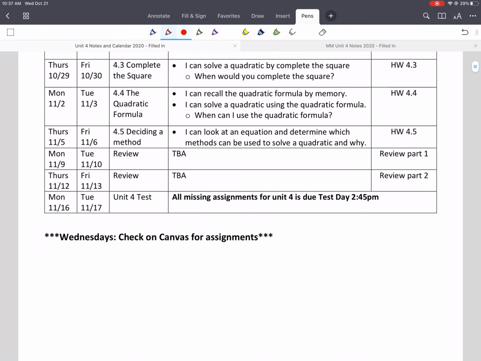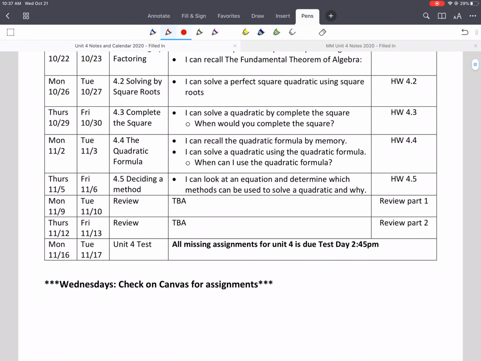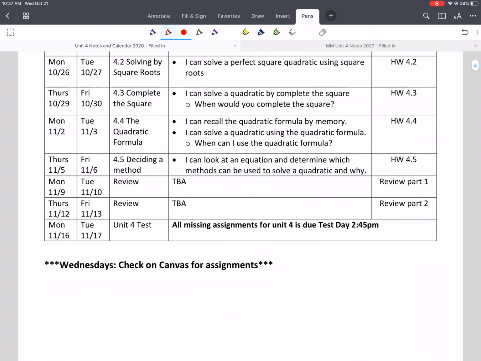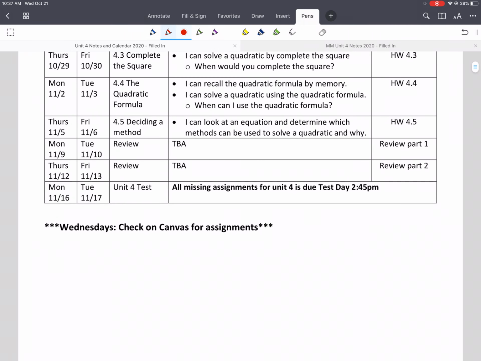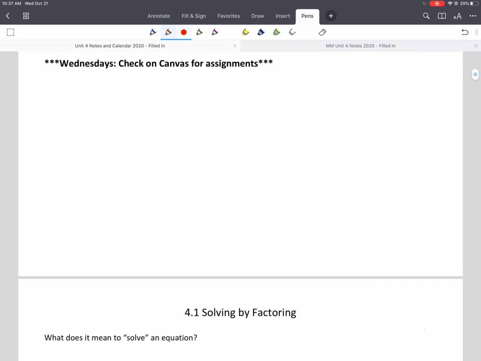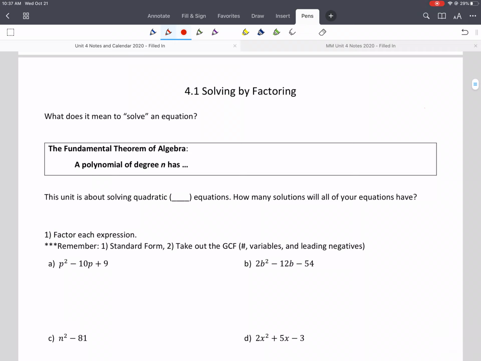All right, we have 2 reviews, and we're just going to see how it goes. One of those days is going to be a minimal day. I think if it's the A day, you're going to miss some time. So just keep that in mind, and I'll figure out more or less what we'll do for those reviews. Again, if you haven't learned how to factor, we're still factoring. So please, if you need to stay after school and get some help, I'm here for you.